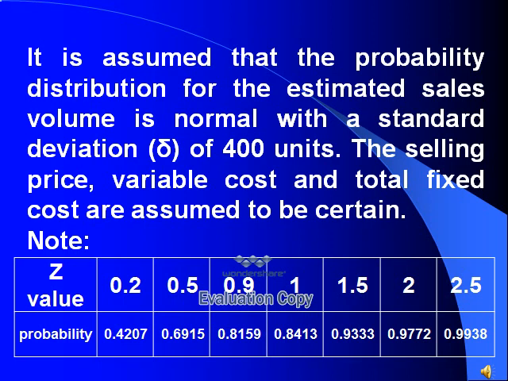It's assumed that the probability distribution for the estimated sales volume is normal with a standard deviation sigma of 400 units. The selling price, variable cost, and the total fixed cost are assumed to be certain. Note that this table has Z value and the probability. When Z value is 0.2, the probability is 0.4207, and so on.